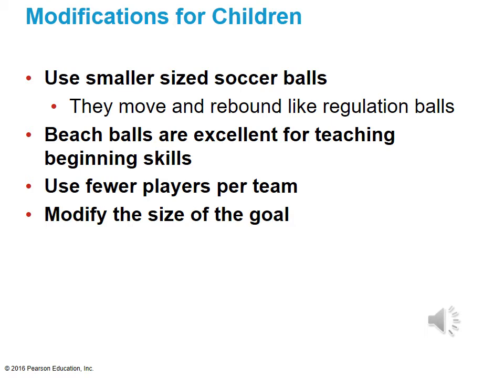You can also use fewer players per team. You don't have to do the regulation number of players. And you can modify the size of the goal. Normally the goal is 24 feet wide. And so that's pretty large for elementary school children. So you can modify it to about 18 feet wide. And are we going to take a measuring stick out there? No. You're going to take a giant step 6 times. And 6 times 3 is 18. So that's about the size where you'll put your cones.